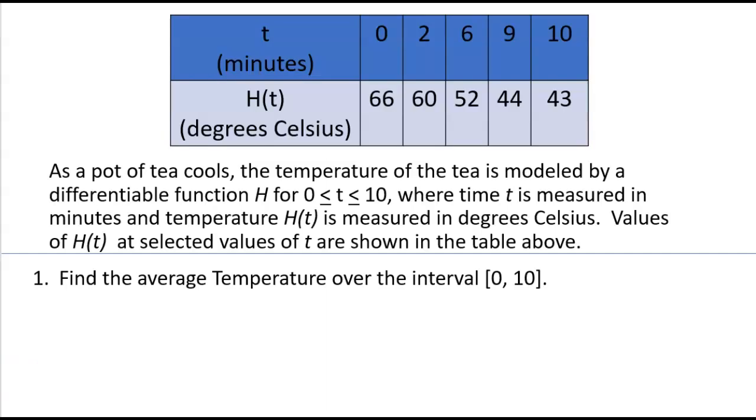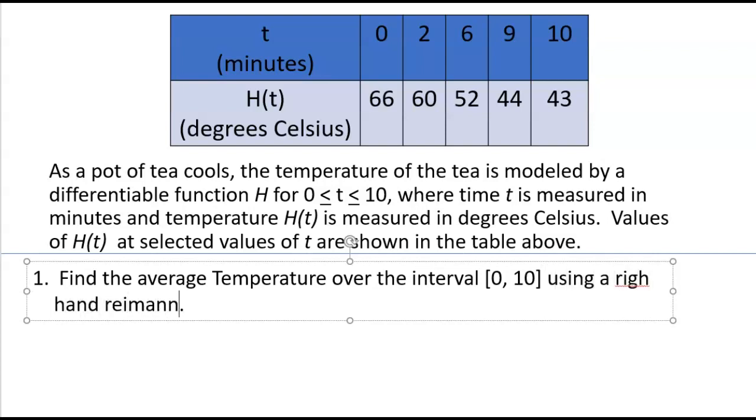And for these types of problems, it's usually going to involve some kind of a Riemann sum. Now, I'm going to have to add some more information to this one once again. Find the average temperature over the interval from 0 to 10 using a right-hand Riemann sum. Now, I am going to do a right-handed Riemann sum, so it's a lot like the left-handed Riemann sum. From here to here, these are my bases. Notice they're not equal. They don't have to be equal. They only have to be equal when you're doing the midpoint sums.